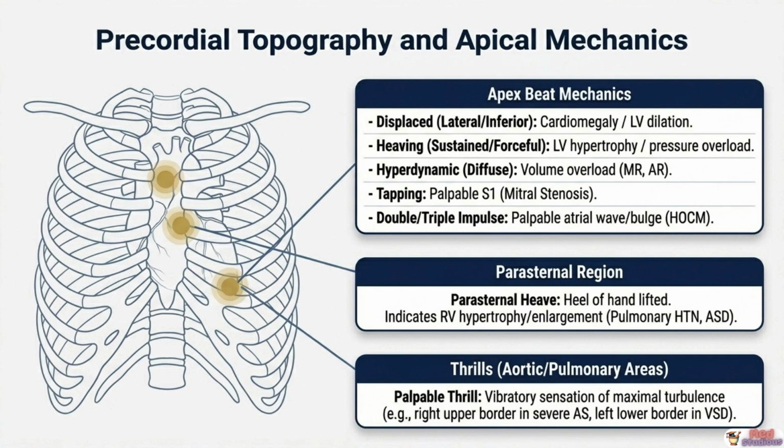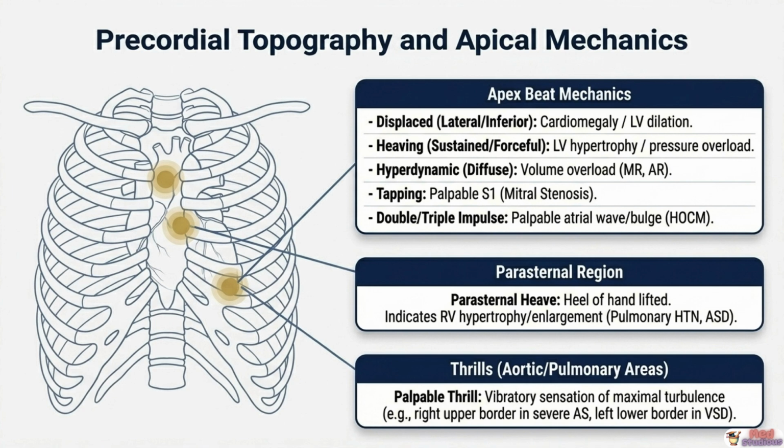Moving to the chest itself, precordial palpation reveals 5 distinct apex beat patterns, each pointing toward a specific cardiac mechanism. A displaced apex beat, shifted laterally and inferiorly, suggests cardiomegaly from left ventricular dilation. A heaving, sustained, and forceful apex beat suggests left ventricular hypertrophy from chronic pressure overload, as seen in hypertension or aortic stenosis. A hyperdynamic, diffuse apex beat suggests volume overload, classically from mitral or aortic regurgitation.